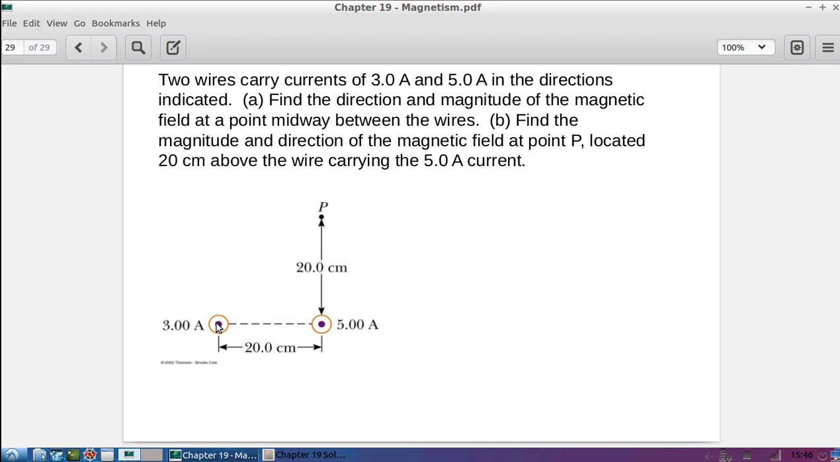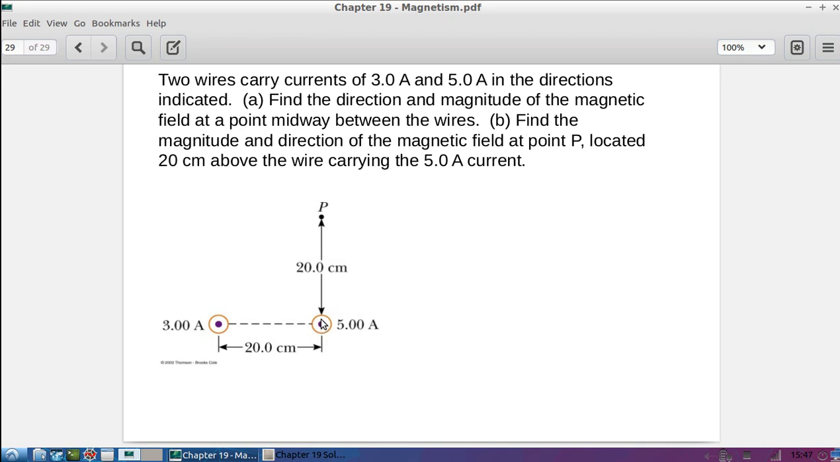So we'll find our directions using our right-hand rules. We'll calculate using the currents and the distance between the wire and that point. So we can find the magnitude and the direction due to the two magnetic fields from these two wires. Let's start with this one. This one looks pretty easy, right? Straight line distance 20 centimeters.